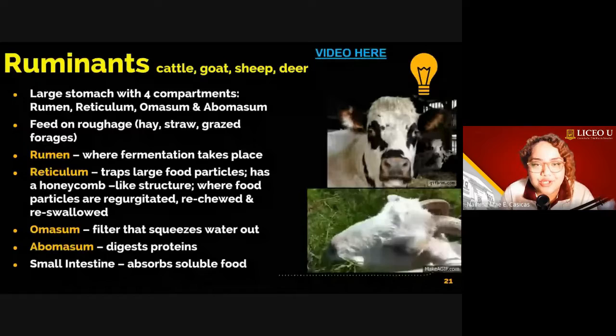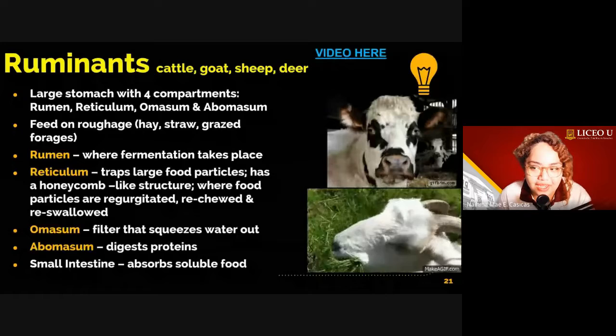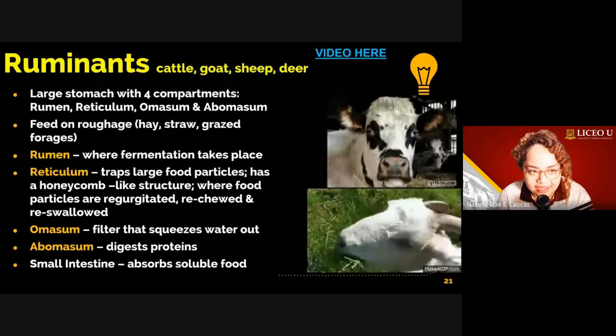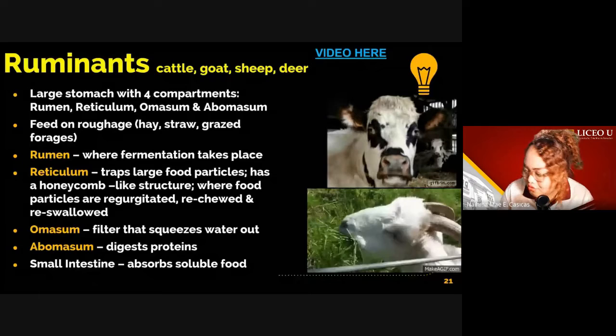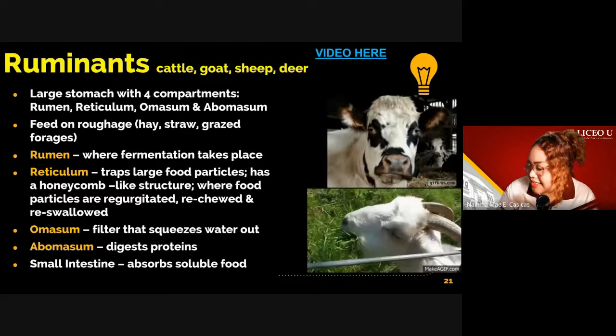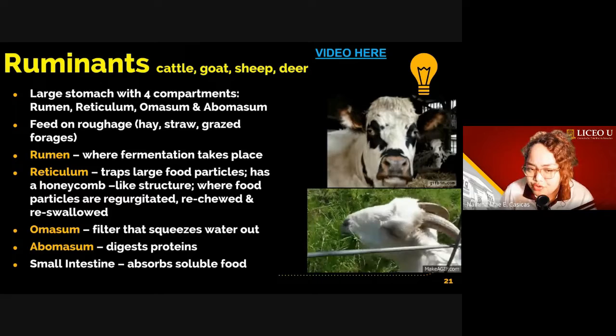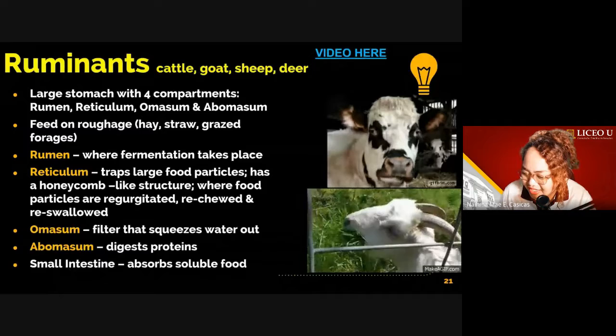So with the ruminants, they actually have four compartments sa ilahang stomach, no? You have your rumen, reticulum, omasum, and abomasum. So they feed on roughage like hay, grass, straw. They are rich in cellulose. Normally sa ato mga humans, we cannot digest cellulose properly. That's why we don't eat grass the same way as these animals.